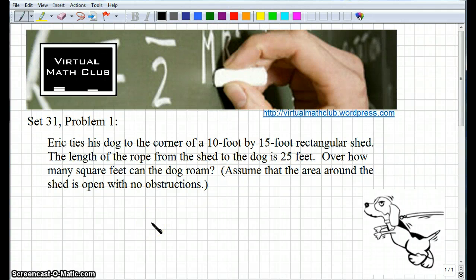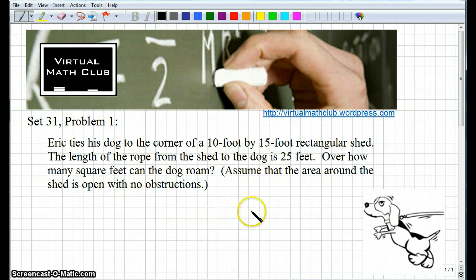Problem number 1. Eric ties his dog to the corner of a 10-foot by 15-foot rectangular shed. The length of the rope from the shed to the dog is 25 feet. Over how many square feet can the dog roam?